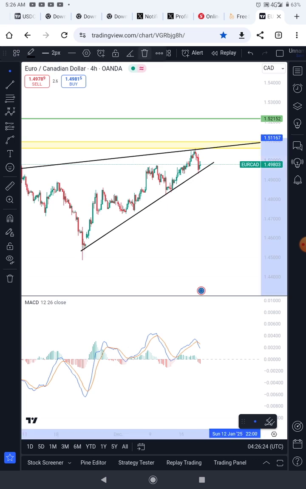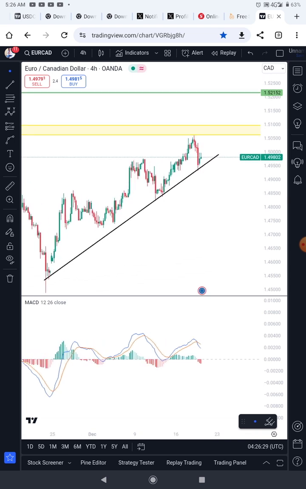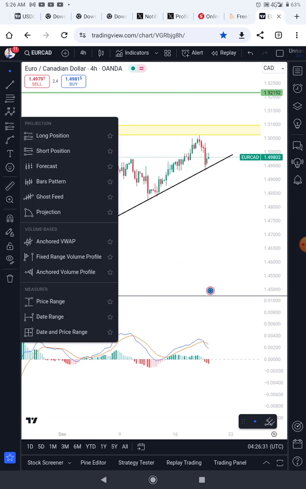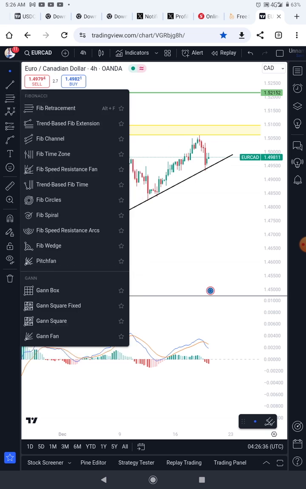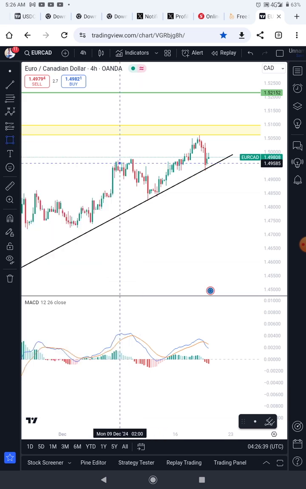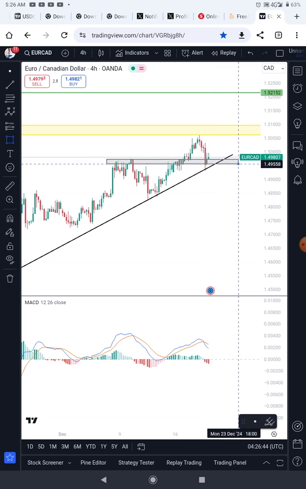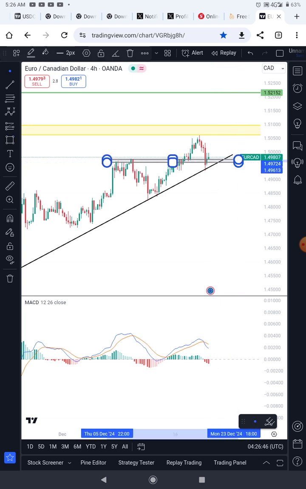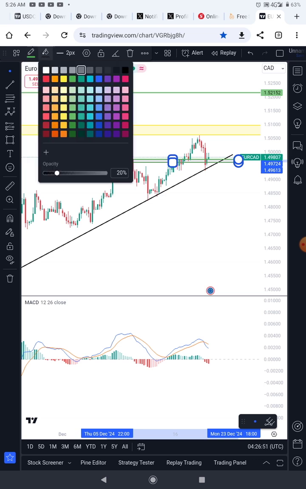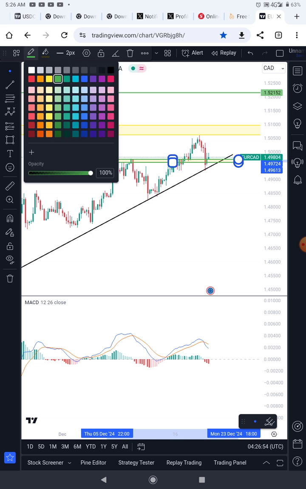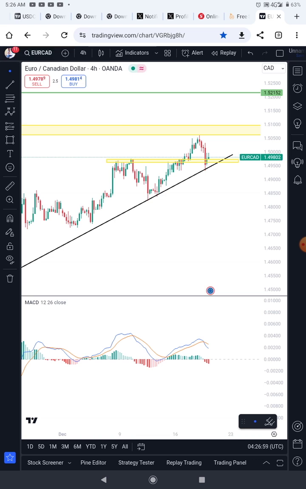So let me delete this. Okay, now you will be safer. This is a very good trade setup. You'll be safer if we break down below here. Let me shade this color too. Let me change the color. Okay, we'll be safer if we break down below here.